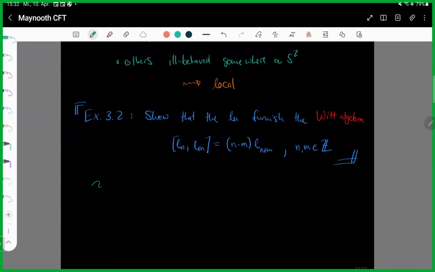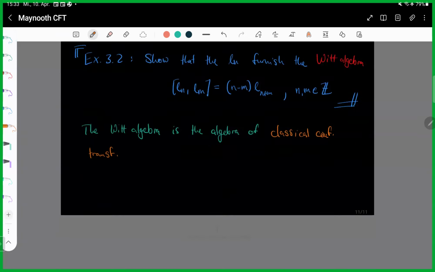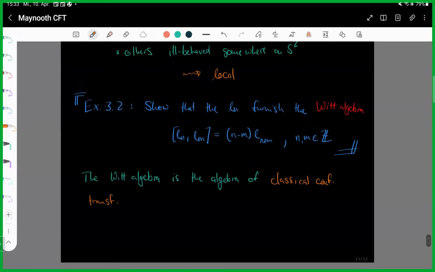Okay, so this algebra, the Witt algebra, is the algebra of classical conformal transformations. So far, so good.